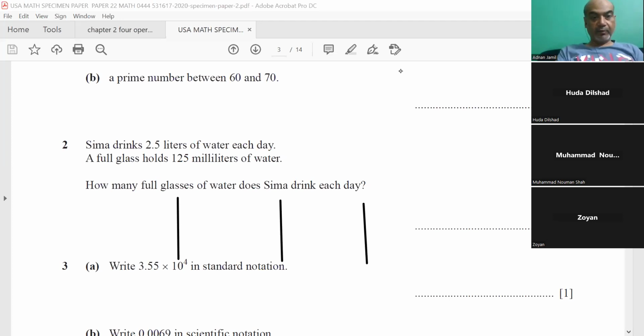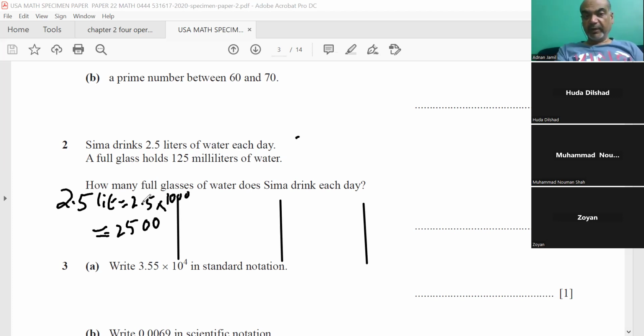Okay. So we are going to write over here 2.5 liters. So for example, Zoyan writes over here 2.5 liters is equal to 2.5 multiplied by 1,000. One liter is 1,000 milliliters. And remember, 1 liter is also equal to 1,000 centimeter cube. So they can give that also. So we get 2.5 multiplied by 1,000. Don't make a mistake in the multiplication. You are getting 2,500, moving the decimal three places.